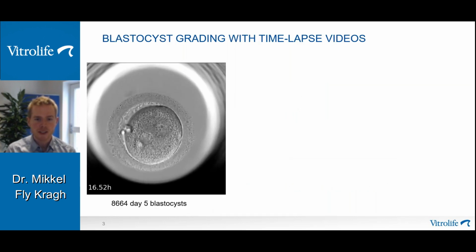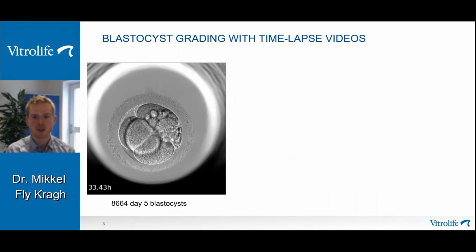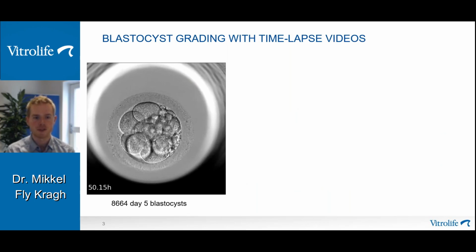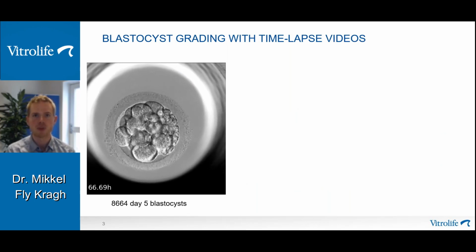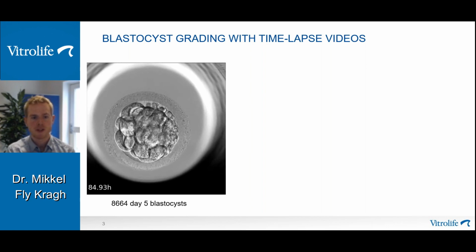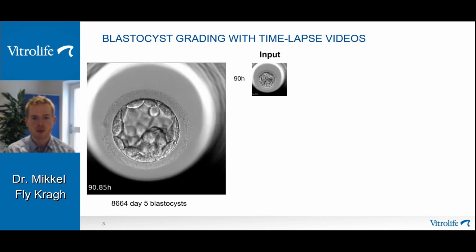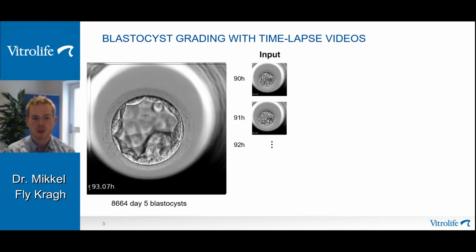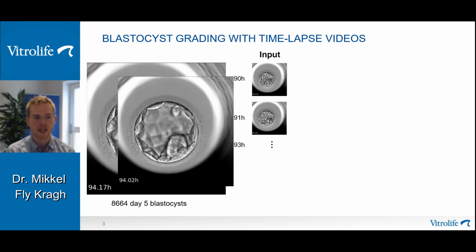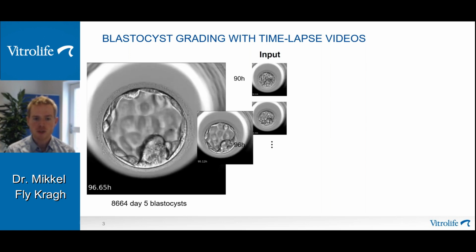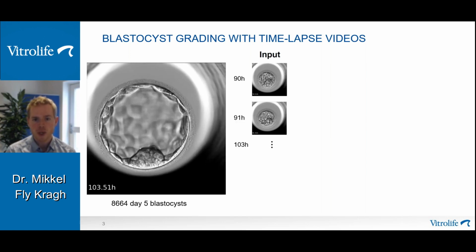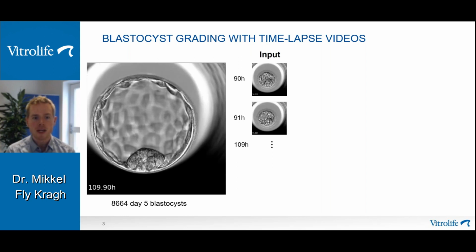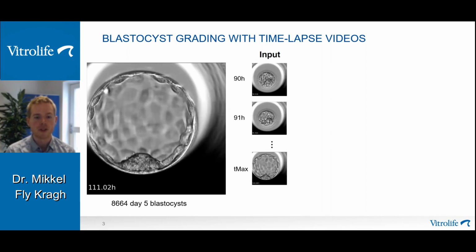The idea behind this is that in order to grade a blastocyst, we shouldn't just look at a single image of the blastocyst, but also look at how the embryo develops into a blastocyst. So as you can see, we have a time-lapse video showing the developing embryo over time. At a certain point in time, the embryo has been incubated for 90 hours. From there, we extract one frame from the video every hour until, at a later point in time, the blastocyst reaches its maximum size. That is the maximum area.